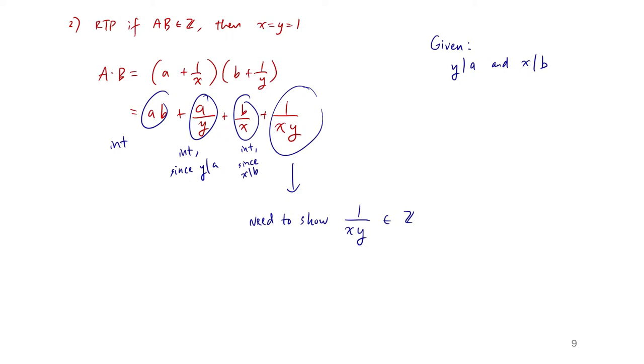Okay, and so since we're told Y divides A and X divides B, the result a over y and the result b over x have to be integers. Cool? And so since the first three elements in the sum are integers, we need to just show now that the last one is an integer, and we've shown that the entire thing is an integer. Okay? So how can we show that 1 over xy is an integer? Or rather, what conditions must be true for 1 over xy to be an integer?